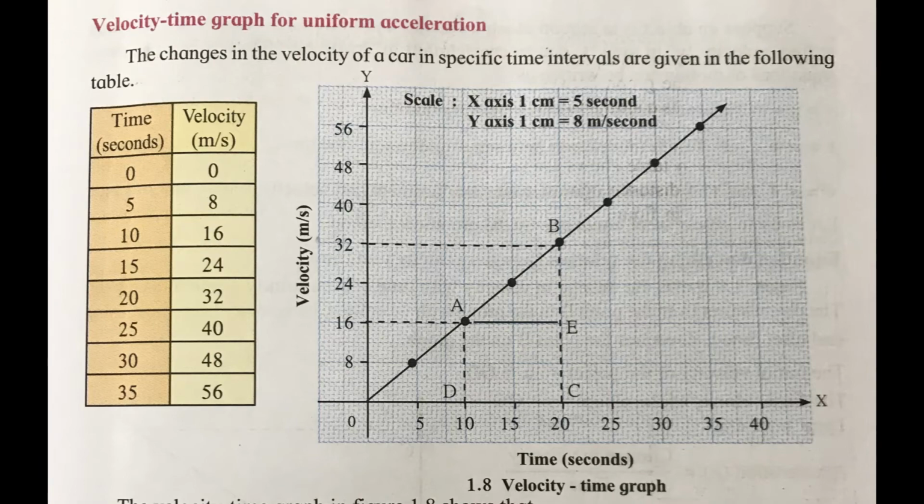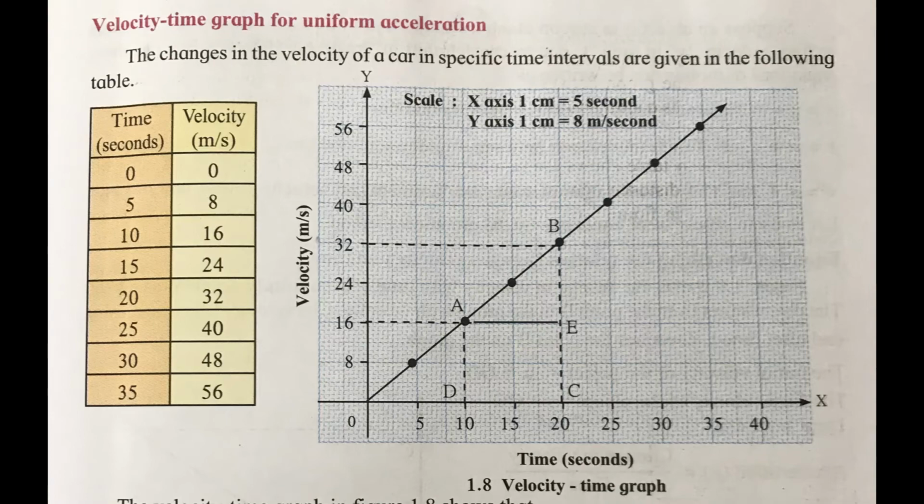So you may see within the first 5 seconds the velocity is 8. Within the next 5 seconds, that is from 5 to 10, again the value has increased for velocity from 8 to 16. So what is the difference? It is 8. For 10 to 15 seconds, it is 16 to 24. That means the value difference is again 8. So the velocity is equally increasing by 8 meter per second. So it is uniform acceleration.